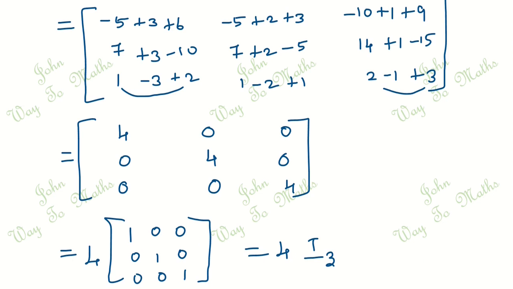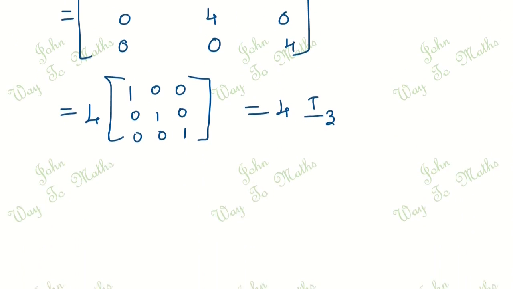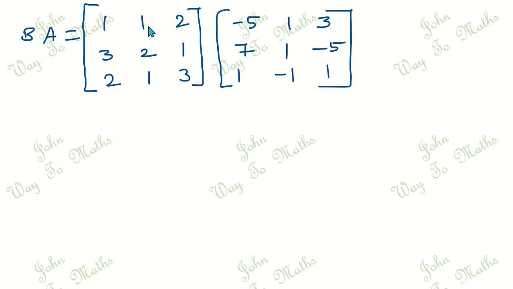Then next I am going to find the BA matrix. B matrix becomes, then A matrix becomes, then I'm going to multiply these two matrices. For the first matrix I'm going to take rows, for the second matrix I'm going to take columns. So row multiplied by column.